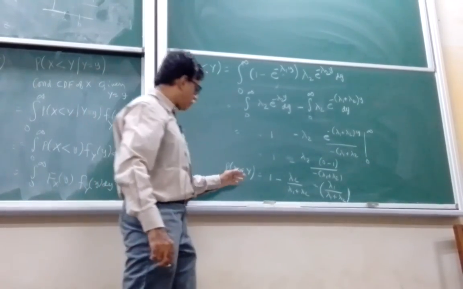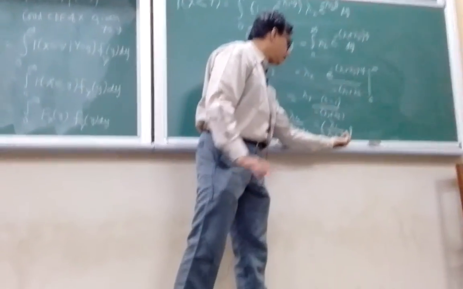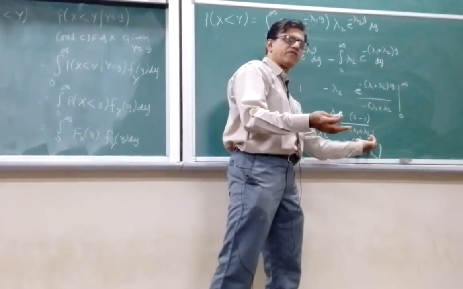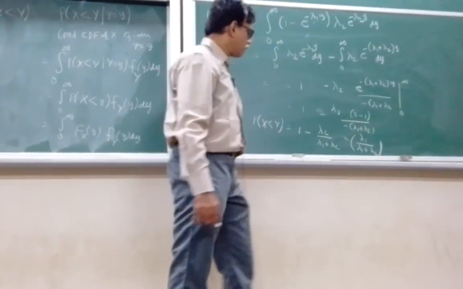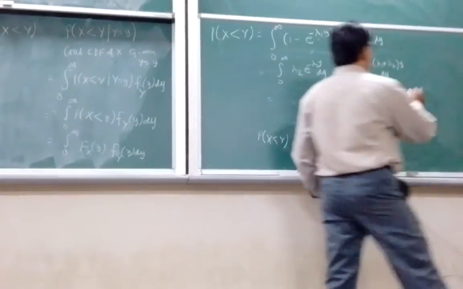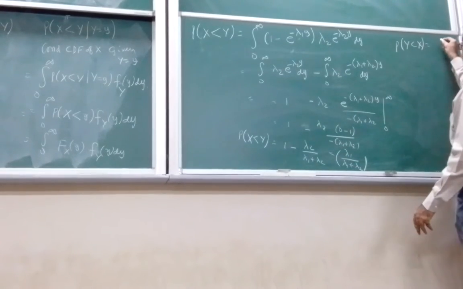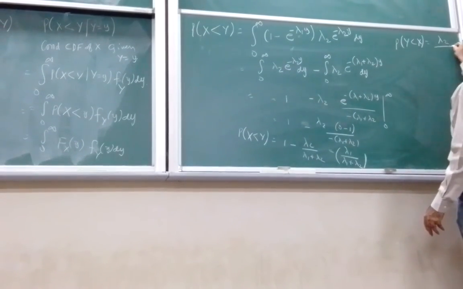That is, the probability that X will fail before Y is just given by this form of a ratio between the rate of X's lifetime distribution parameter divided by the combined one. Similarly, you can also find the probability that Y is less than X in an equal manner. It will be lambda 2 divided by lambda 1 plus lambda 2.